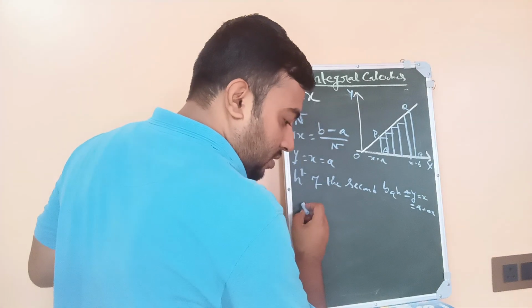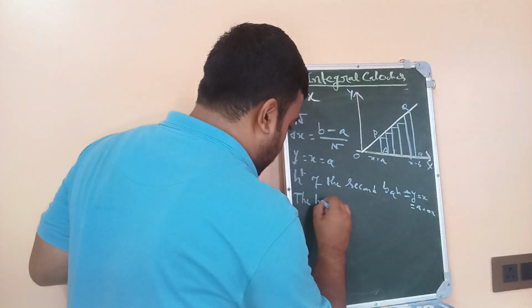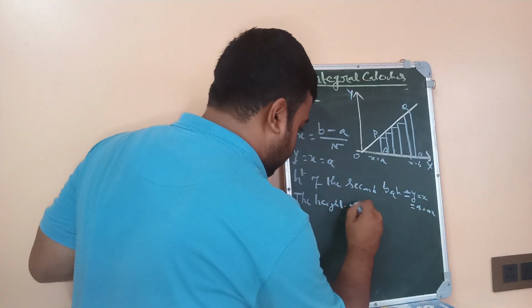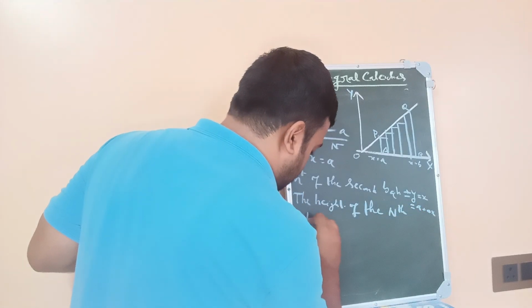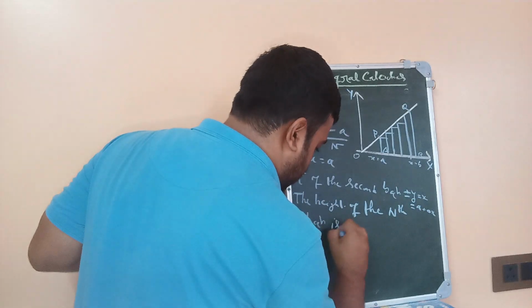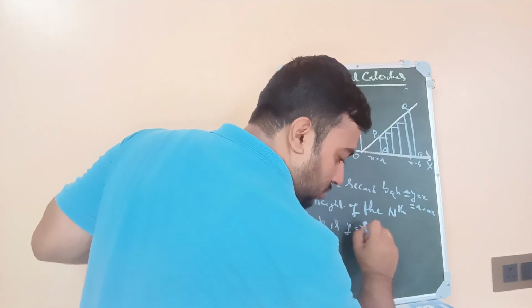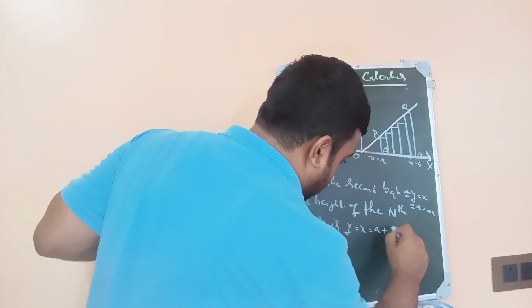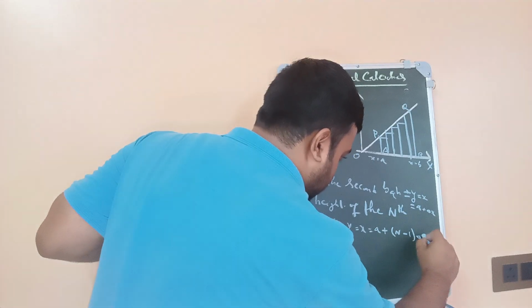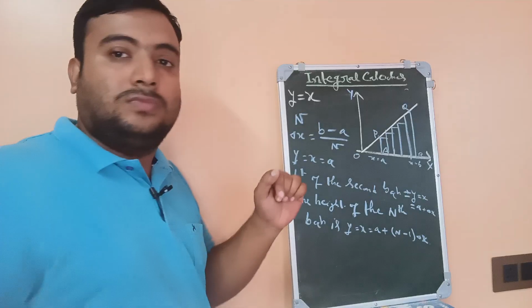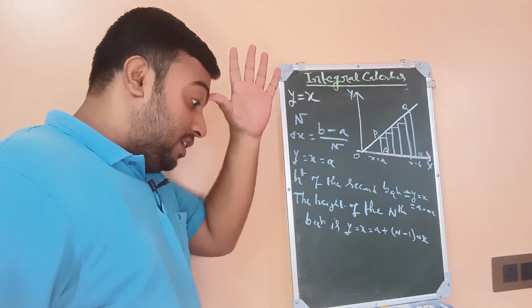So the height of the nth bar is y = x = a + (n - 1) into delta x. Okay, so the width of each bar is delta x.